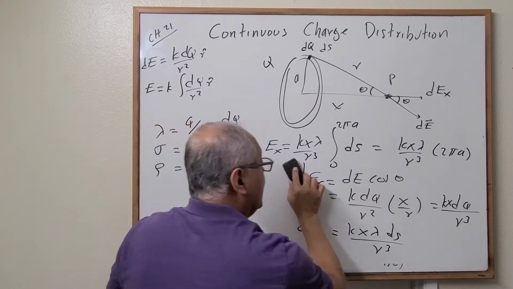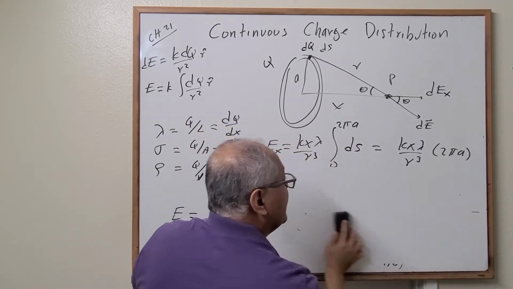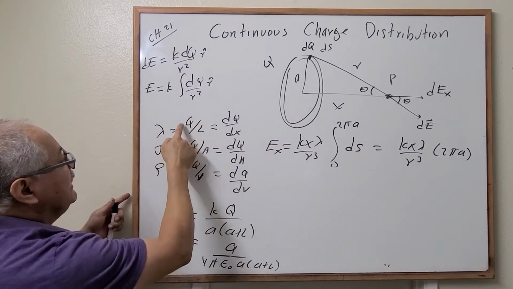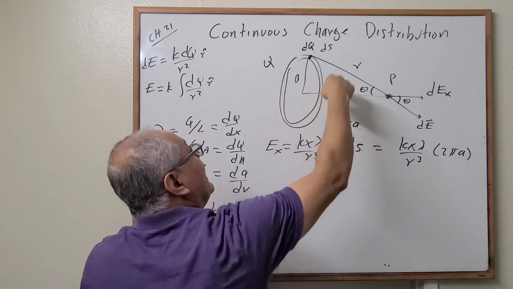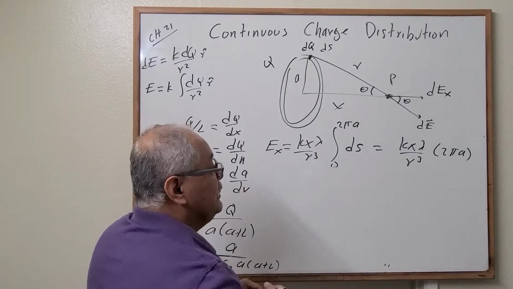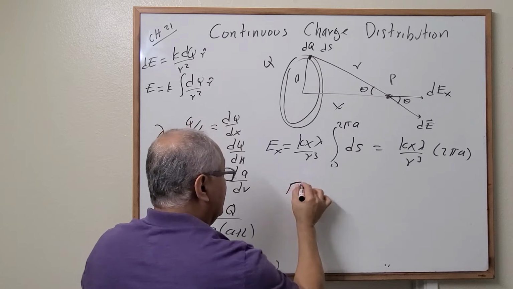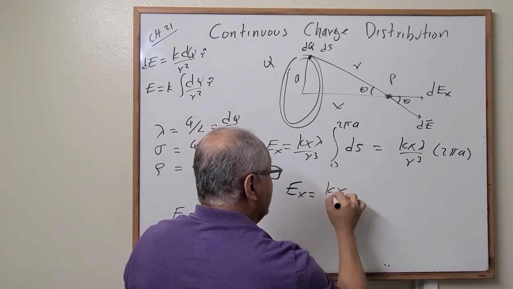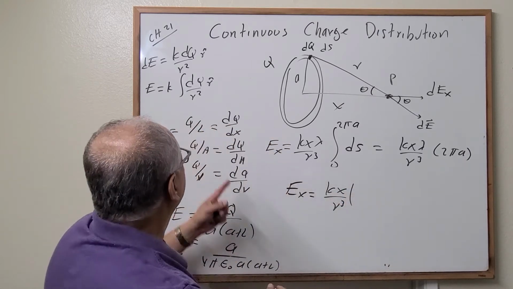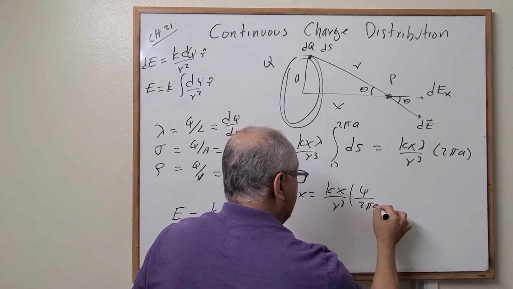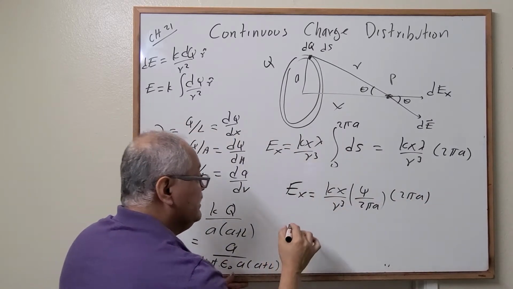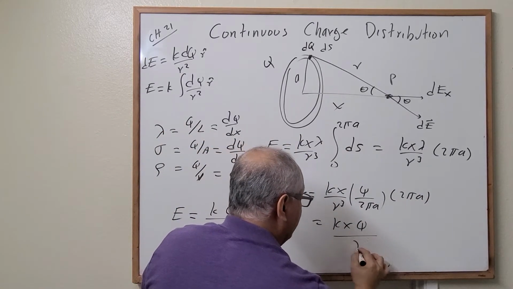Perfect. Now we can substitute lambda. What is lambda from here? One more time, it's q over l, but l is the total length, which is 2 pi a. So it's equal to k x, times lambda over r cubed, where lambda is the charge over 2 pi a, the total length, times 2 pi a. And this is equal to k x q divided by r cubed.